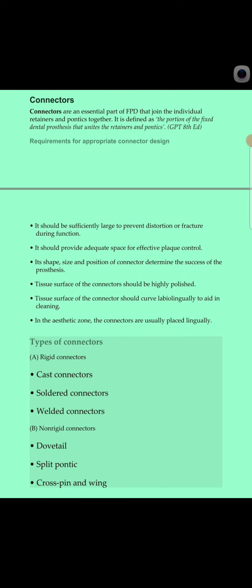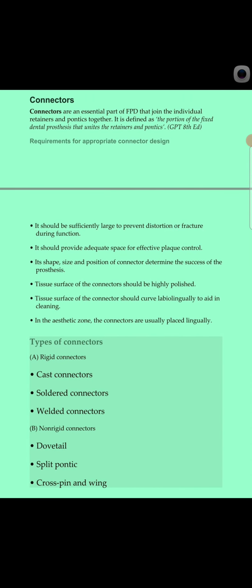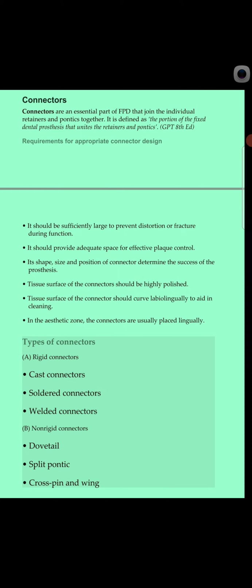Now in this connector video we will discuss the definition, requirements, types of connector, and each type in detail. First, how do we define connectors? Connectors are an essential part of a fixed partial denture that join the individual retainer and Pontic together. It is defined as the portion of the fixed dental prosthesis that unites the retainers and Pontics.